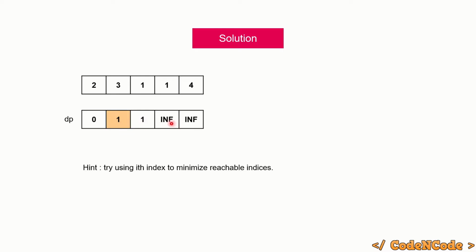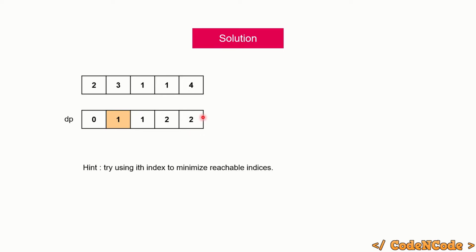And is 2 smaller than infinity? So yes, we can minimize this, and the same goes for this. We can minimize this as well. So you are getting the idea of what we are doing. We are running a loop from 0 to n-1, and using the ith index, using its reachability, we are trying to minimize other cells which are reachable to us. Now this will try to do the exact same thing, and this will try to do the exact same thing, and the process will continue.